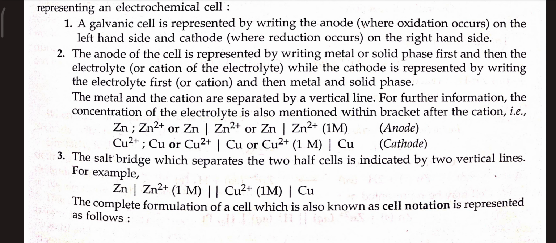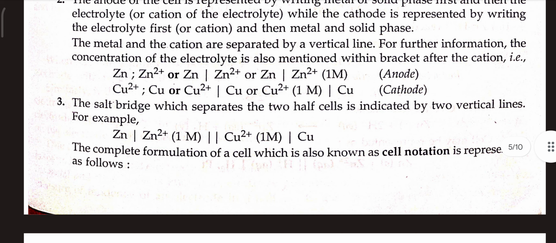For further information, the concentration of an electrolyte is also mentioned within brackets after the cation, i.e., Zn|Zn2+ or Zn|Zn2+(1M) for the anode, and Cu2+|Cu or Cu2+(1M)|Cu for the cathode. The salt bridge which separates the two half cells is indicated by two vertical lines. For example, Zn2+(1M) || Cu2+(1M)|Cu.